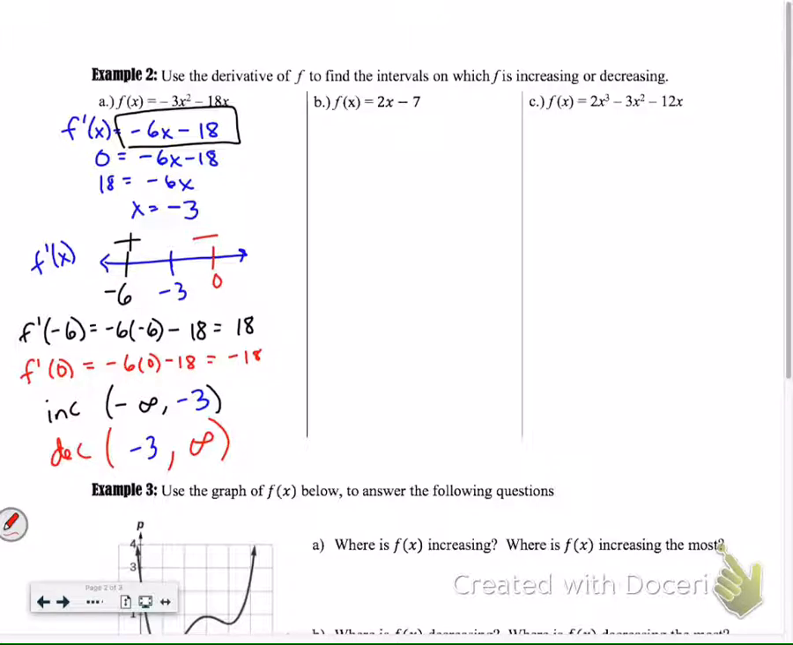Your graph's going to be increasing on the left and then decreasing on the right, something like this, okay? So the -3 is happening right there. We're increasing on the left side, and we're decreasing on the right side. Okay.